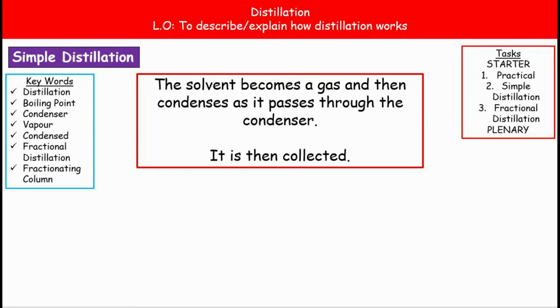Then, as we said, once we've actually started heating, what we'll see is the solvent will become a gas, and then it's going to condense as it passes through that condenser, which then allows us to collect it at the other end. So make sure you've got those last two sentences written down about our process of simple distillation. I'm going to give you about a minute and a half to get that done.